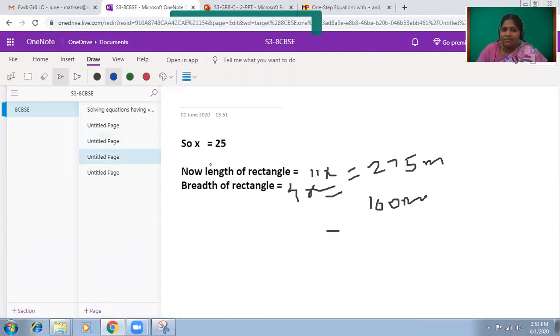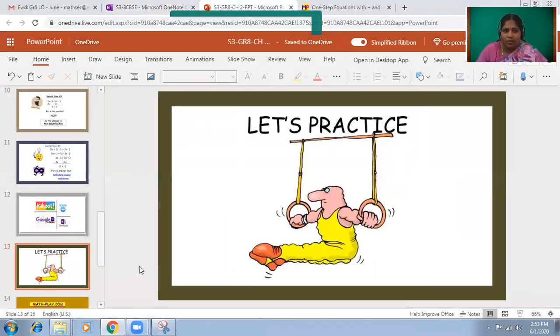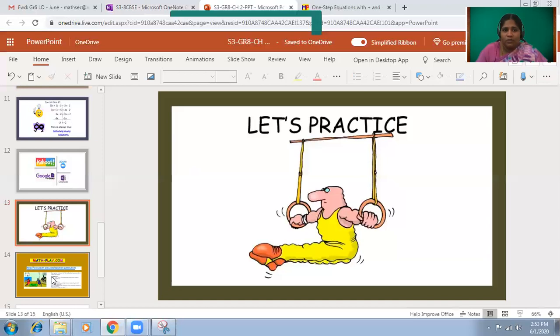So now coming to the next one. After getting the x value, now substitute in the length of the rectangle and breadth of the rectangle. So what is the length of the rectangle? We got 275 meters and the breadth of the rectangle is 100 meters. So like this, we are going to solve these problems using OneNote. Okay.